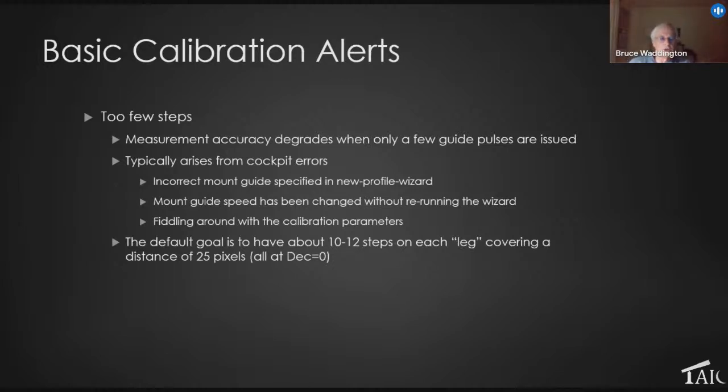Just as background, our goal is to have each leg of the calibration, by leg I mean the west moves and the north moves, take roughly 10 to 12 steps and cover a total distance of about 25 pixels. And remember, given the little talk here on measurement accuracy, if we've gone a total distance of 25 pixels, then some uncertainties and measurement errors on the order of a tenth of a pixel or 2/10 of a pixel aren't of any consequence.